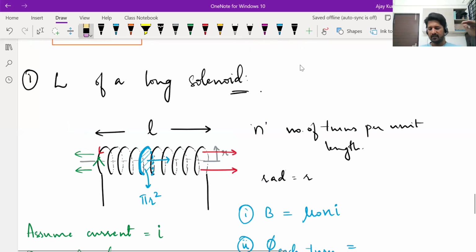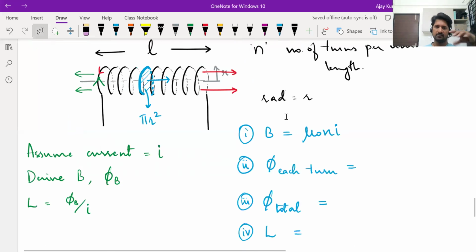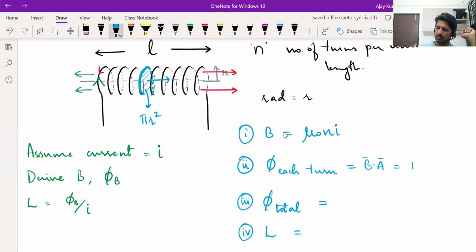Okay, magnetic field is parallel to the axis. The area vector of each turn is also parallel to the axis. That means the angle between magnetic field and area vector is 0. Then the flux through each turn, it's a uniform magnetic field. Now we can use the formula B dot A, which is BA cos theta. B is mu naught n i. Area is pi r square. Cos theta is cos 0, which is 1. Okay. So this is the flux through one turn of that solenoid.